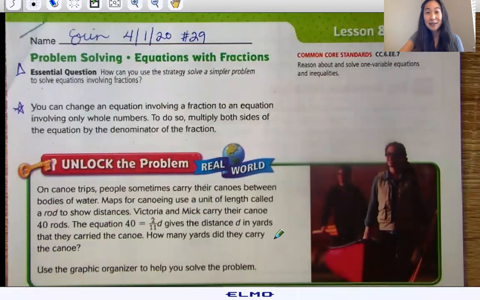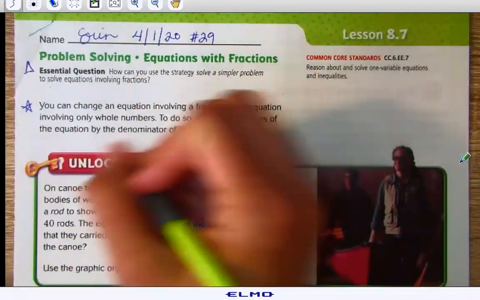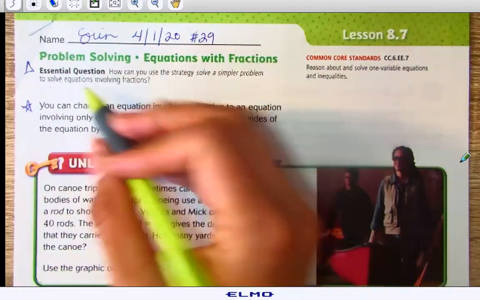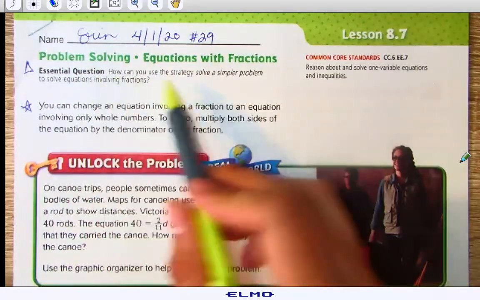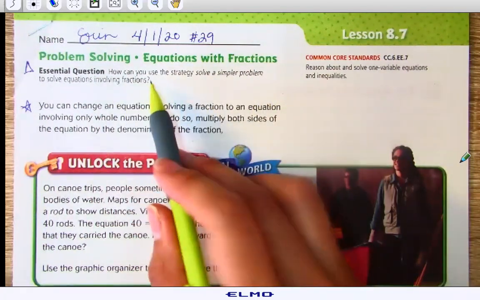Hello class, today we're going to be taking a look at lesson 8.7, problem solving with equations with fractions. And I'm going to take away this video so you can concentrate on your notes, and then we'll touch base again at the very end. Make sure that you take notes along with me as we learn this concept. Your essential question says, how can you use the strategy solve a simpler problem to solve equations involving fractions?